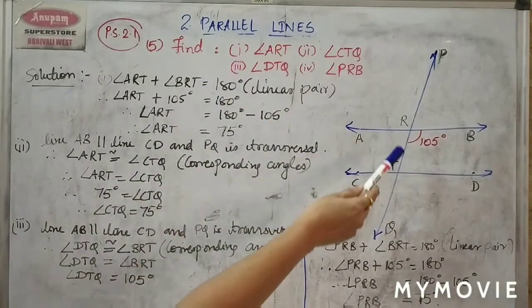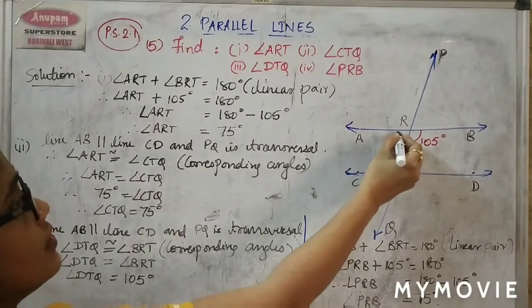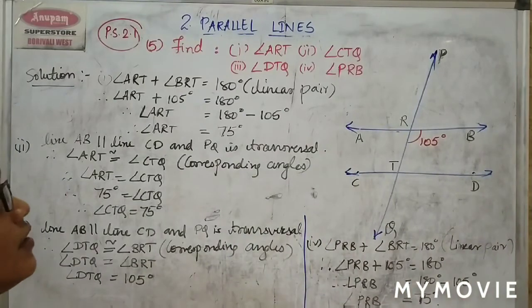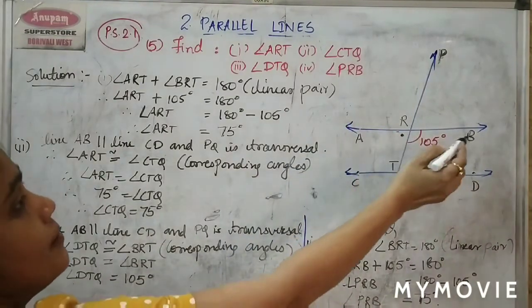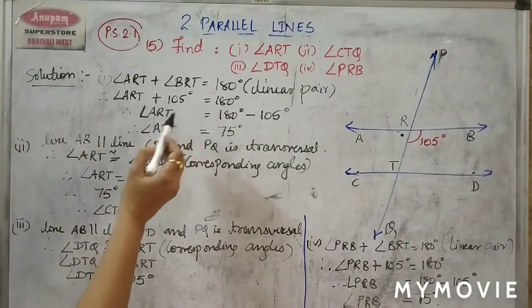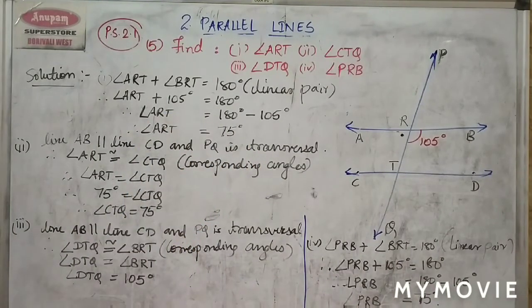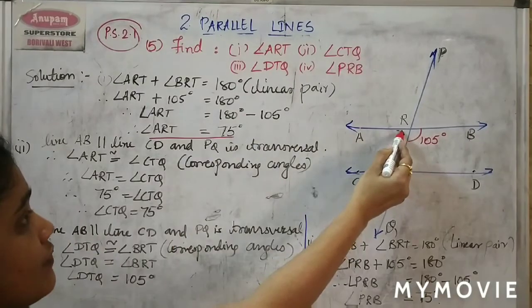See, ART is the first angle. If I want to find out the measure of angle ART, can you say that it is a linear pair? This is a linear pair to this. Yes, it's lying beside this angle 105. So ART plus BRT is equal to 180 degrees. That's what I've written. And then when this 105 goes there, we get angle ART as 75 degrees. So this is 75 degrees.